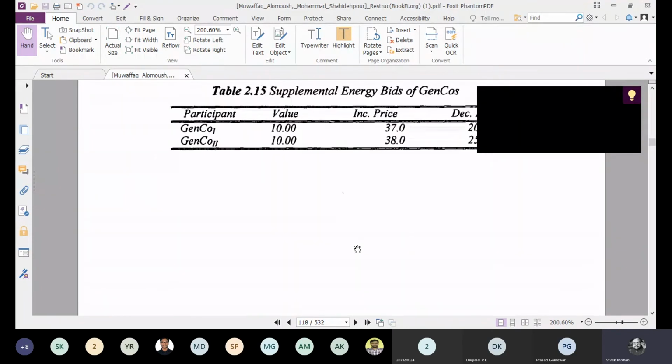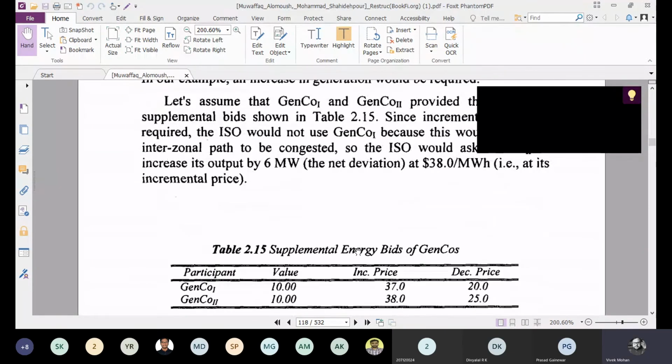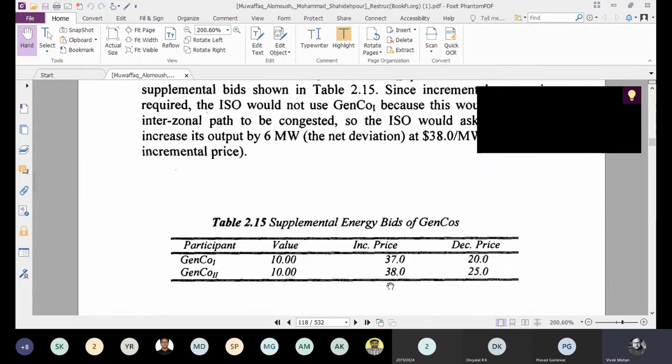Now how can this be compensated? Let's assume that GENCO 1 and GENCO 2 provided the ISO with supplemental bids. It is shown here. Since incremental energy is required, the ISO would not use GENCO 1, because GENCO 1's increment is not possible. What's the issue with GENCO 1's increment? Congestion. So that is not possible. So only GENCO 2 can be considered. The ISO would ask GENCO 2 to increase its output by 6 megawatts, the net deviation, at $38 per megawatt hour, which is GENCO 2's incremental price.